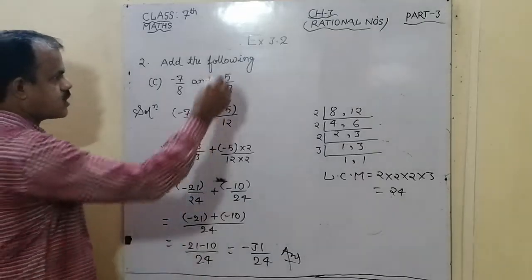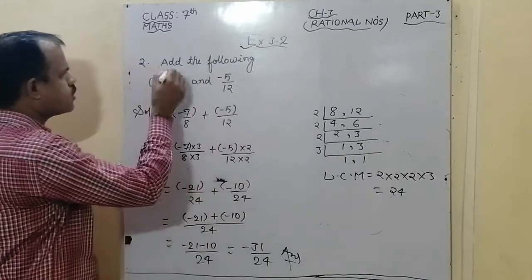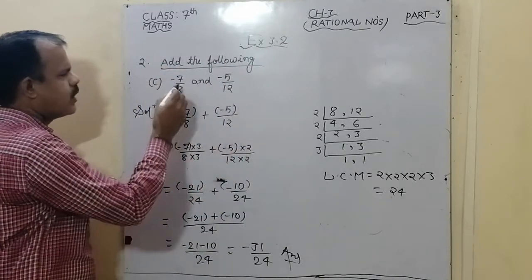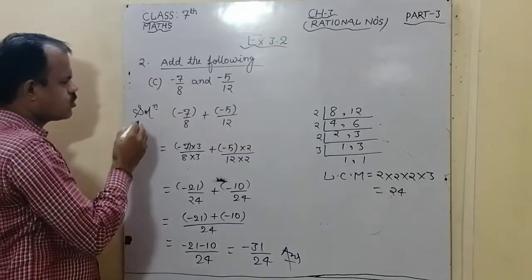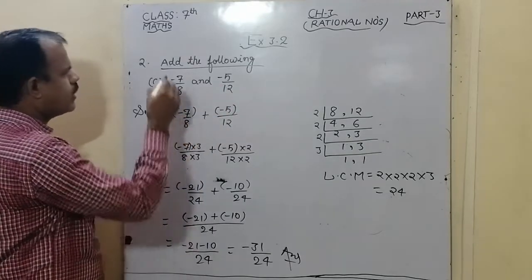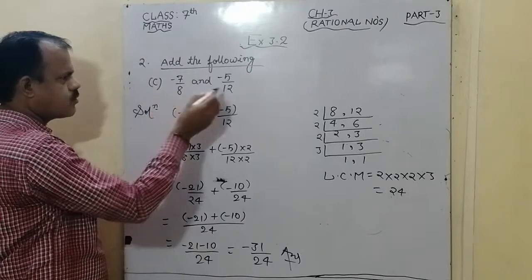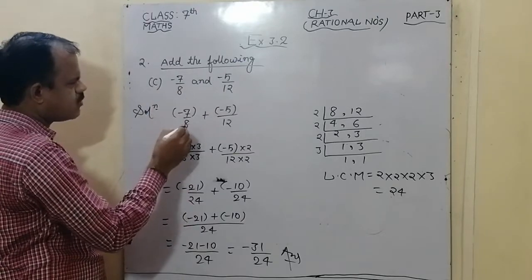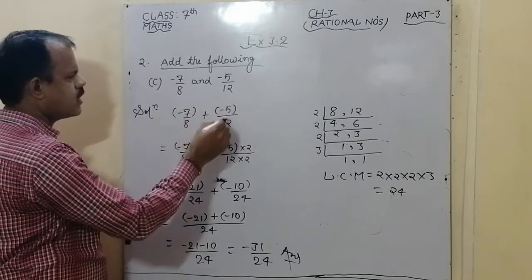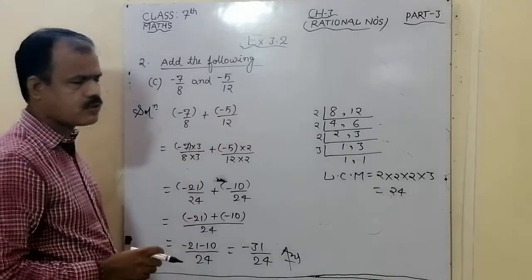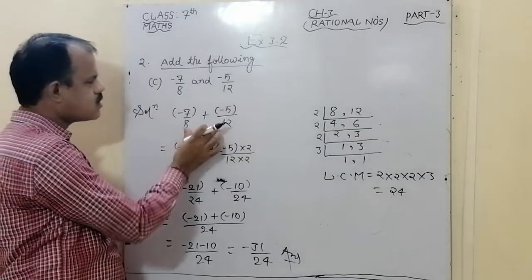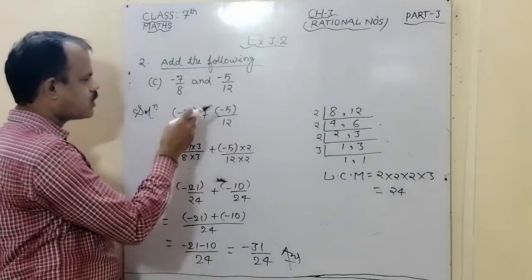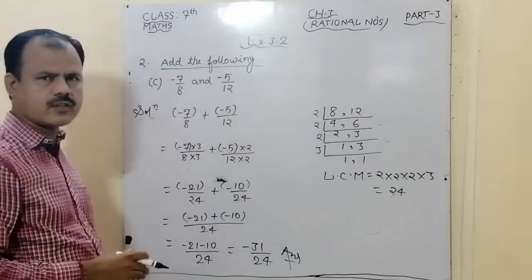Yes, students, exercise 3.2, question number 2. Add the following: minus 7 by 8 and minus 5 by 12. We have to add these fractions, so we write minus 7 by 8 plus minus 5 by 12. Students, see here, these both fractions are unlike fractions. So first we have to convert these fractions into like fractions.